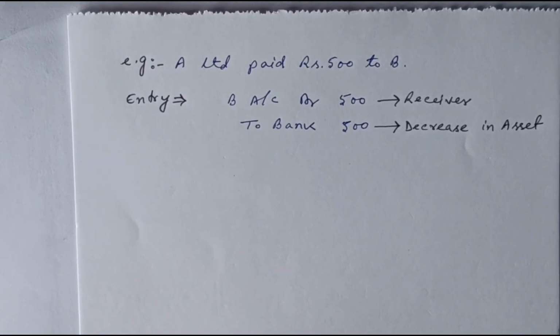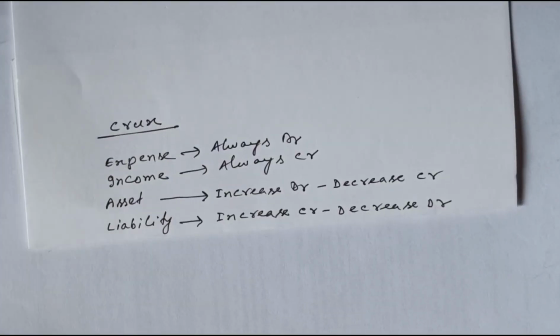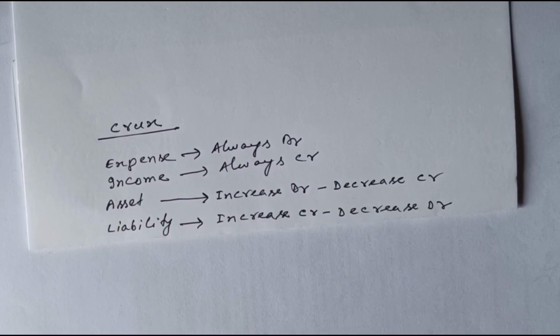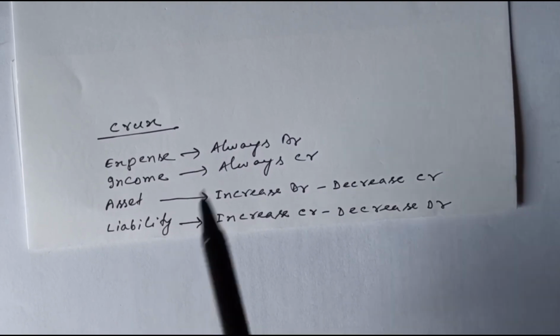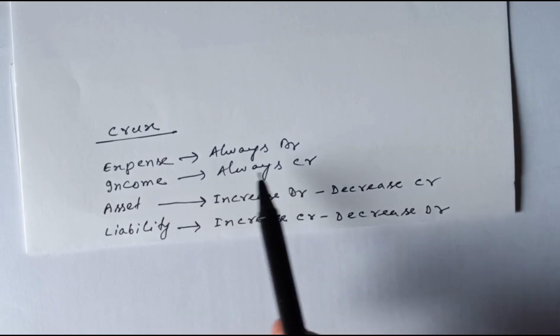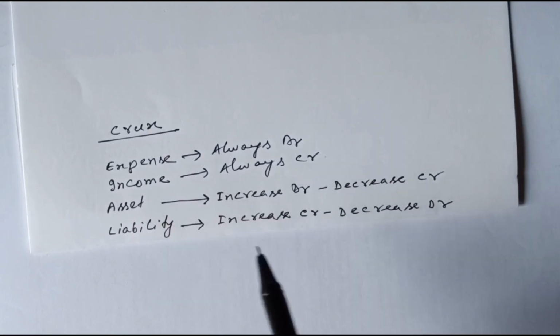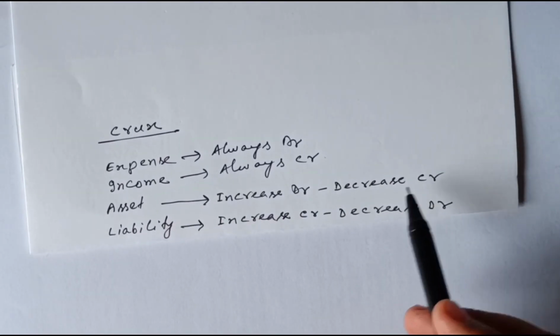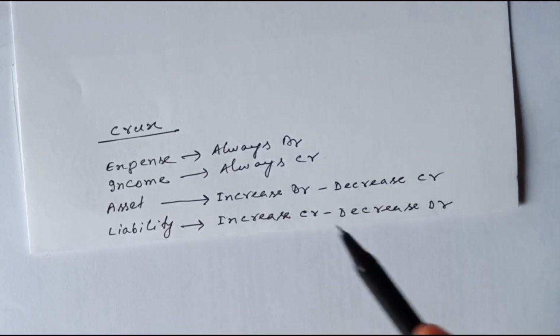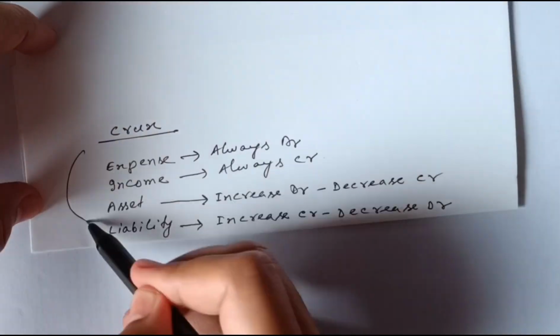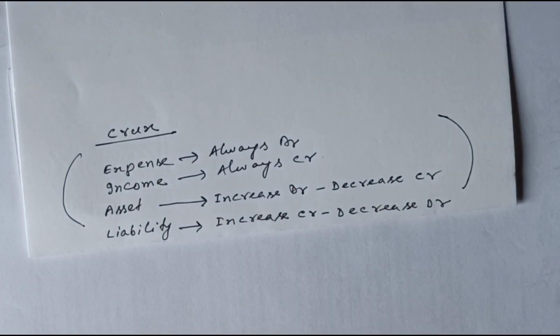Now, if I summarize the journal entries or the golden rules of accounting, what I follow: in case of expense, always debit; in case of income, always credit; in case of asset, increase in asset debit, decrease in asset credit; in case of liability, increase in liability credit, decrease in liability debit. So if you follow this, you will never be in doubt about passing a journal entry. So I hope this video clears your concept of journal entry, and you will not have trouble whenever you get any transaction and you are about to pass any journal entry.